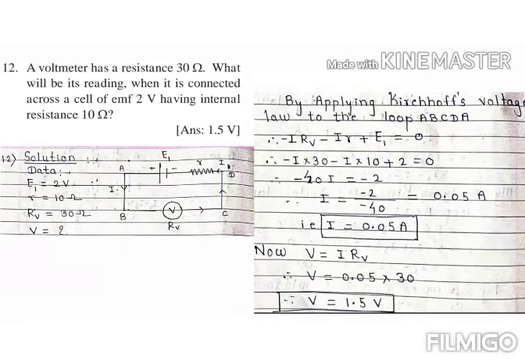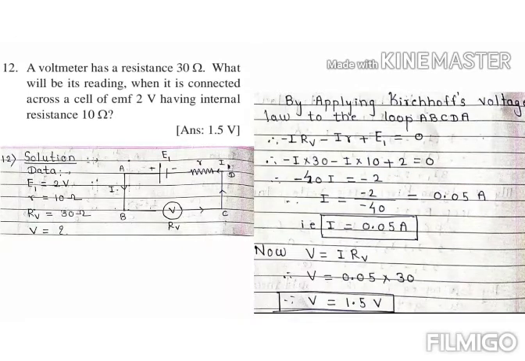In the diagram, voltmeter having resistance RV is connected to a cell of EMF E1 and internal resistance R. Here we have to find the value of V. Now from the numerical we may write the given things. E1 is equal to 2 volt, R is equal to 10 ohm, RV is equal to 30 ohm, and we have to find the value of V.